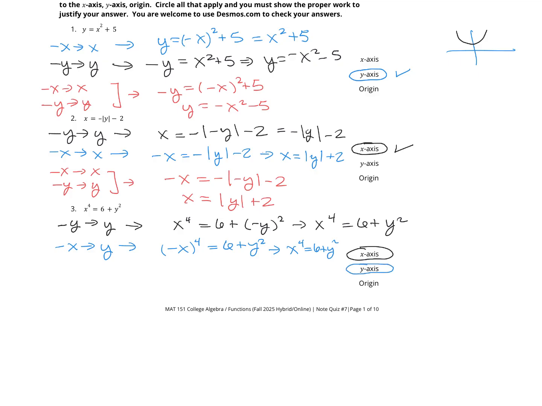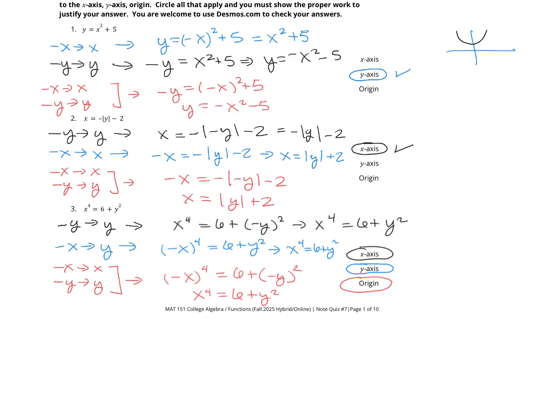And then finally, check the origin. Negative x goes in place of x. Negative y goes in place of y. Putting that together, we end up with negative x to the fourth equals 6 plus negative y squared. Raising the negative to the fourth power keeps it positive. Squaring the negative y keeps it positive. That's the original equation back again. So we also have symmetry over the origin. So that last one actually has all three symmetries, which is a pretty nice result for graphing.